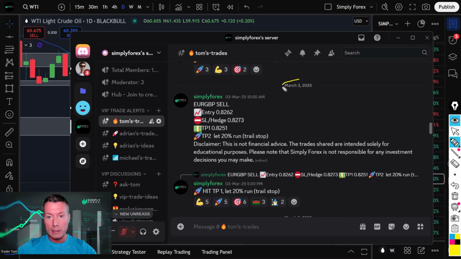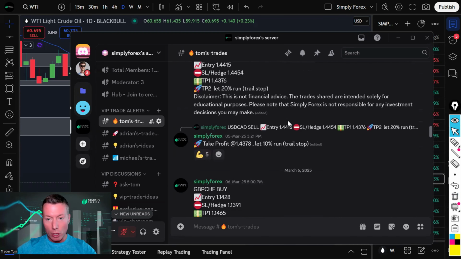This was the first trade, March 3rd. The first trade of March was a Euro Pound sell trade. There's my entry, there's my stop loss, there's my take profit. And we usually let some profits run and trail our stop. As you can see, the first trade of the month, we hit take profit and we let 20% run. So Euro Pound was the first trade of the month.